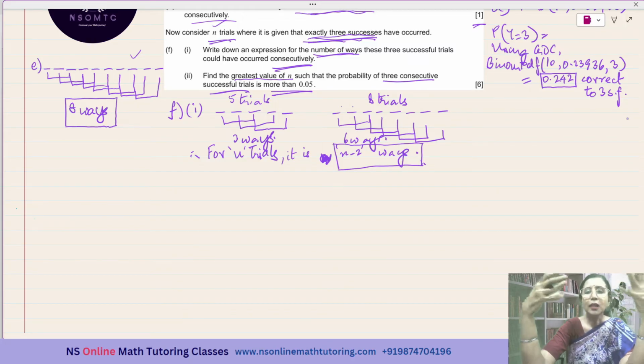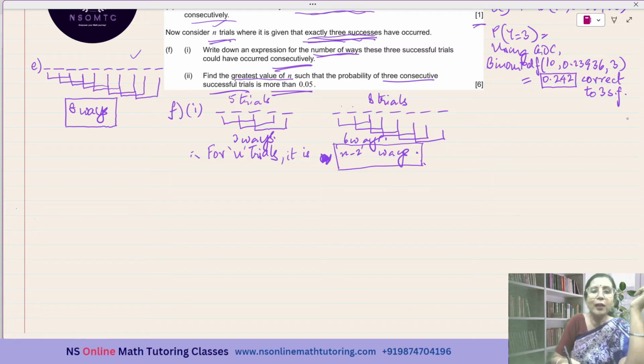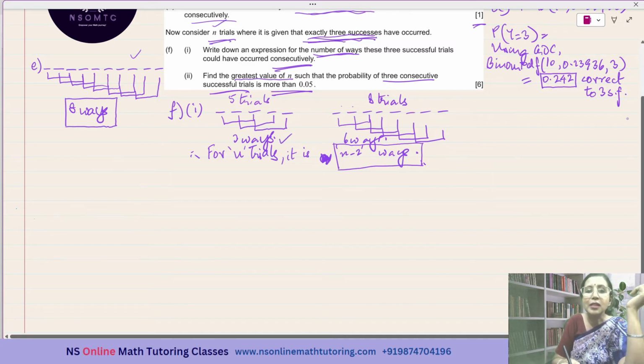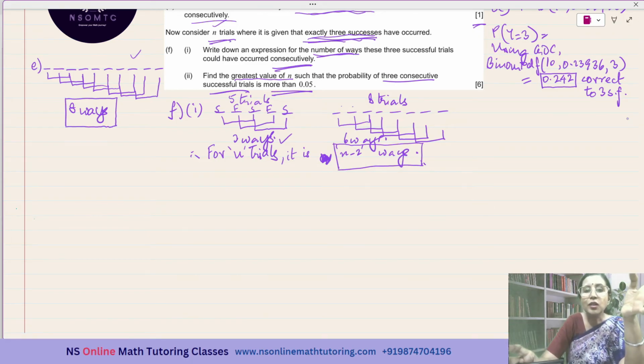Okay. If you are having, say, 5 trials, then we are saying we can have 3 consecutive successes. But we can have, say, this is a success, this is a failure, this is a success, this is a failure, and this is a success. Even over here, you are having 3 successes, but these 3 are not consecutive successes. So we can have more number of ways in 5 trials in order to have 3 successes.